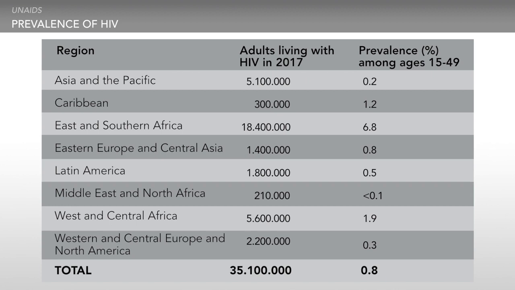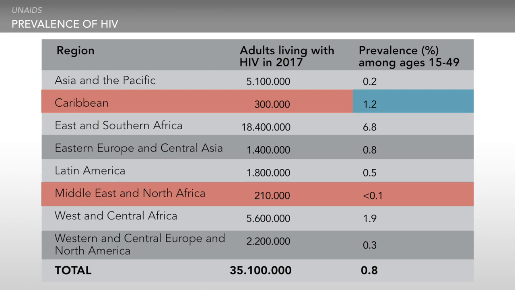To consider this example further, consider this table. It describes the total number living with HIV in 2017 in each geographic region of the world, and the corresponding prevalence for that region. So, for example, if we look at the row describing the Caribbean, we can see that there were 300,000 people estimated to be living with HIV at the end of 2017 in this region. This number is reasonably similar to the 210,000 people in the Middle East and North Africa. Yet, when we consider the prevalence of HIV, we can see that it is estimated to be 1.2% in the Caribbean.